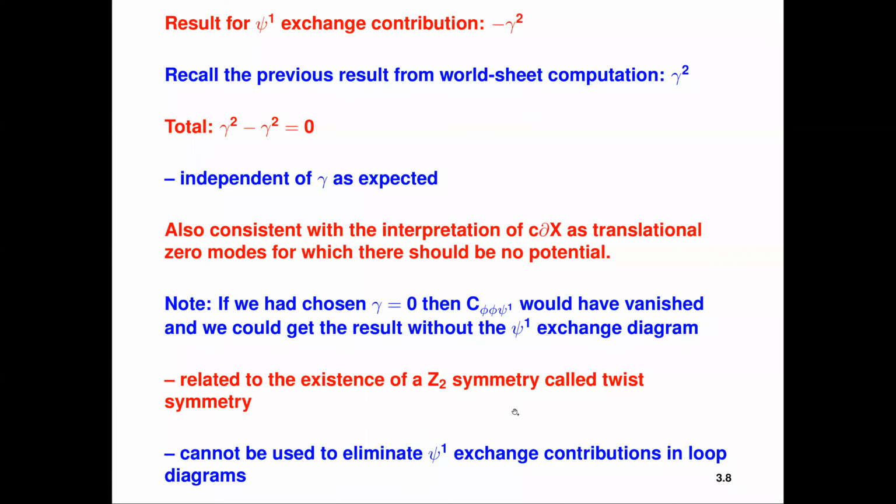Ashok, excuse me, I have a question. Yes, hello. Is this true for any order at tree level? So for any n-point function, will this Z2 symmetry allow you to essentially neglect this psi1 exchange, or is it only something that happens in this four-point function? I suspect that this is probably true for any vortex.